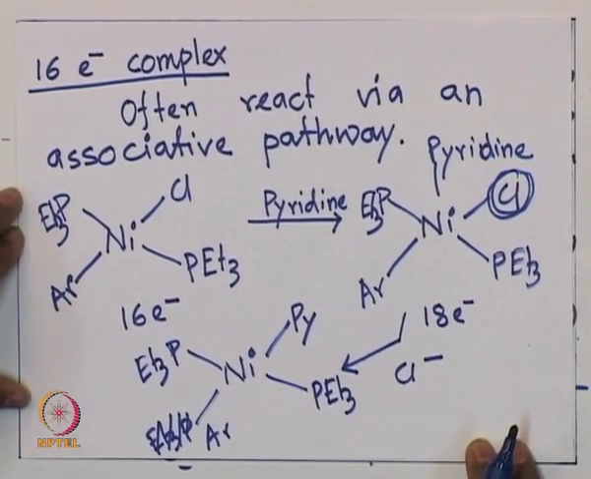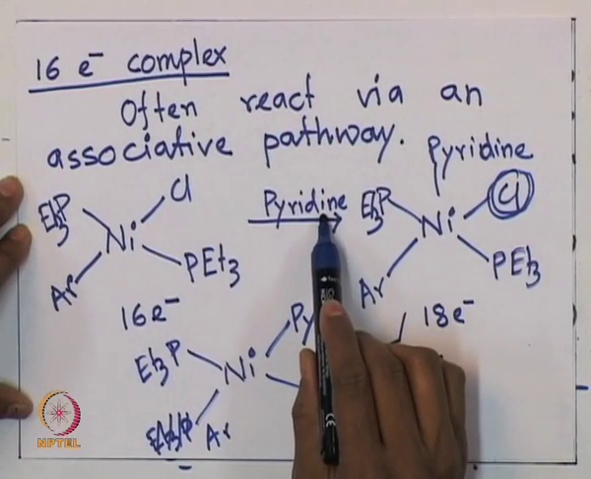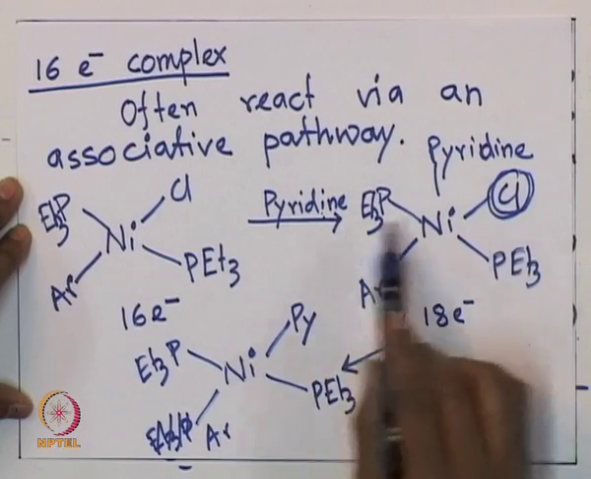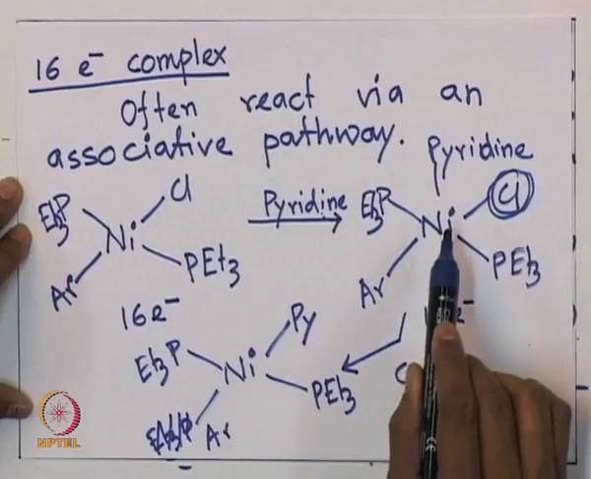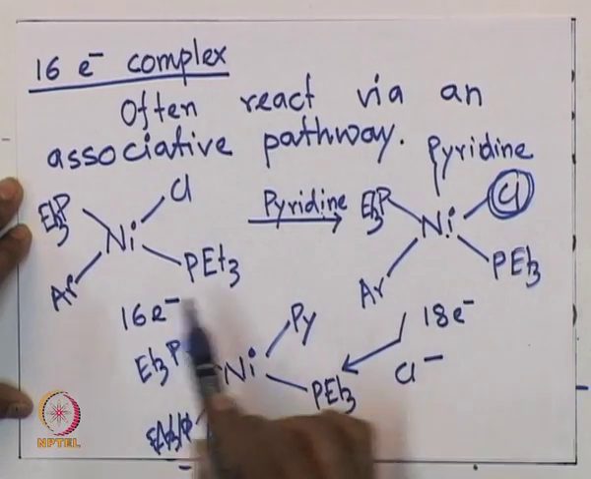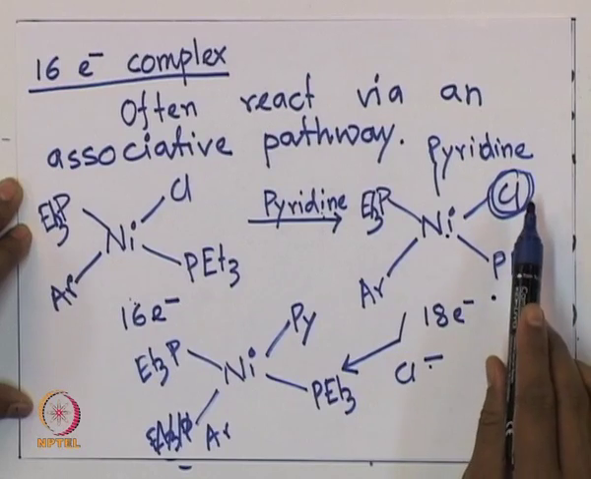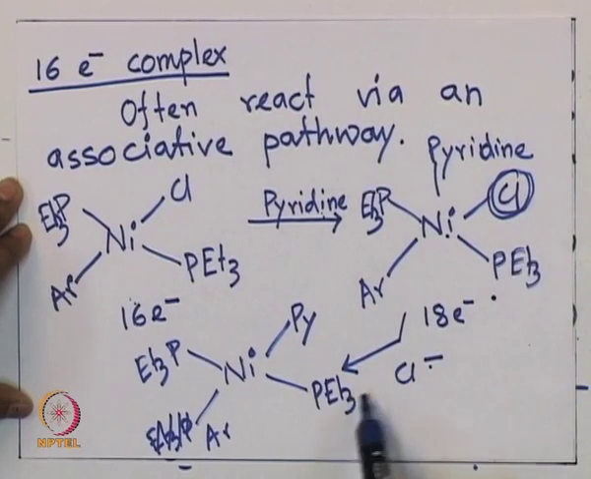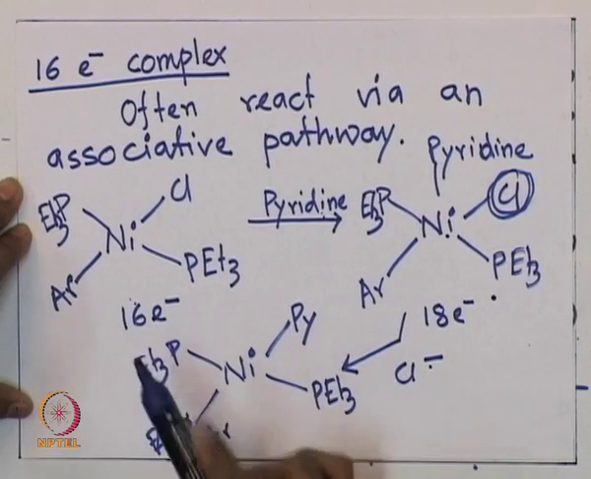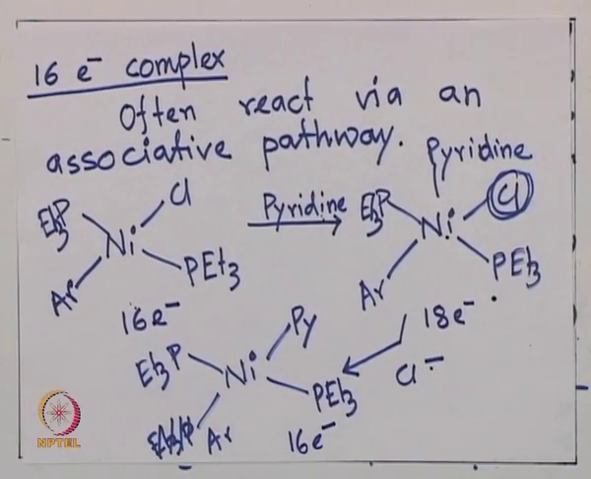So, what you see here is nickel, which is a square planar complex to start with. It is a 16 electron complex reacting with pyridine, or pyridine is getting associated, that is why we are calling it an associative pathway. Pyridine is getting associated with the nickel center, and the 16 electron complex has now transformed to an 18 electron complex, from which one chloride goes out to give rise to a square planar complex, which is essentially again a 16 electron complex. So, what have we learned?